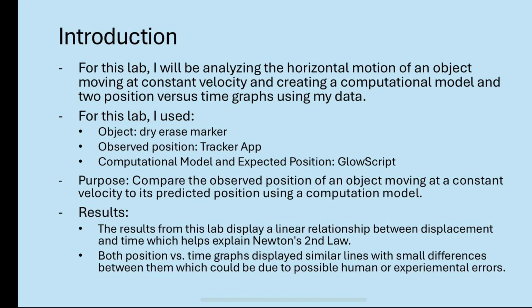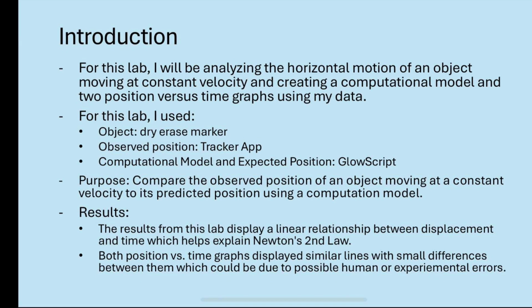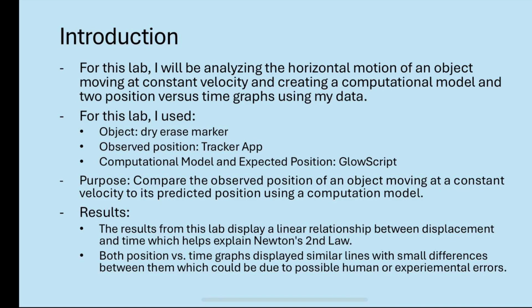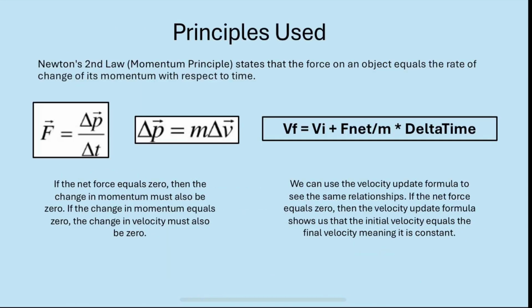The purpose of this lab is to compare the observed position of an object moving at a constant velocity to its predicted position using a computational model. An overview of the results includes displaying a linear relationship between displacement and time, which helps explain Newton's second law. Both position versus time graphs displayed similar lines with small differences between them, which could be due to possible human or experimental errors.